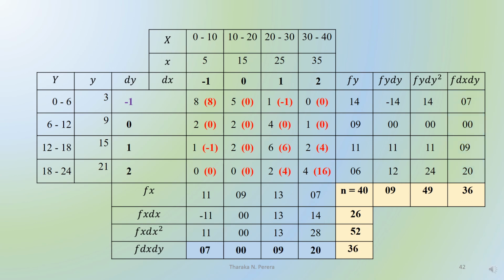The last row values are totally equal to last column values, which is joint frequencies of corresponding column. As an example, in first column, f dx dy value is 8 plus 0 plus minus 1 plus 0, which equals 7. Likewise, we can complete last row too.